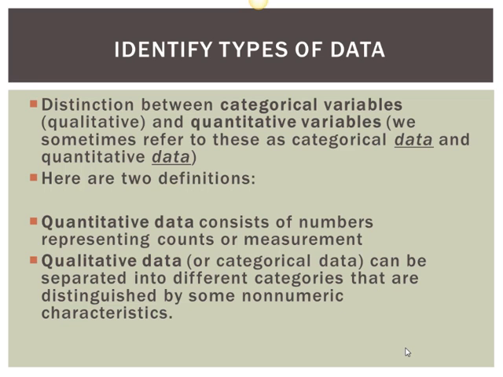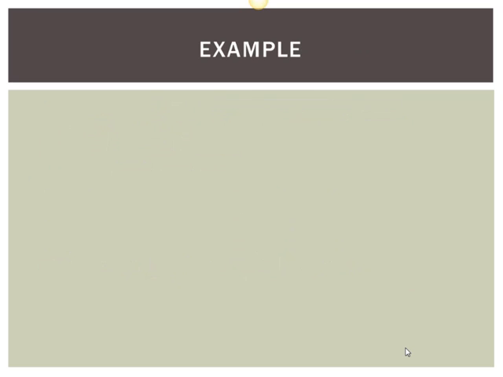Now, we can't get too confused on this. Just because the categories happen to be numbers doesn't mean that it's quantitative, like zip codes and things like that. We typically don't think of that as quantitative. Or if we're doing 1 for males and 2 for females, just because we put numbers in there doesn't mean that's quantitative data. Okay? So let's have an example.